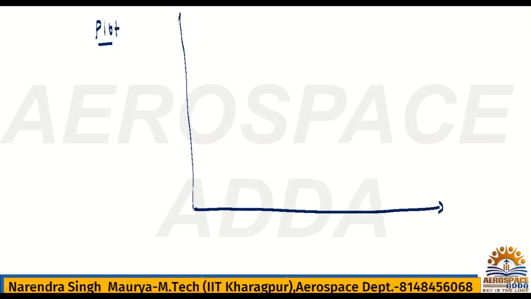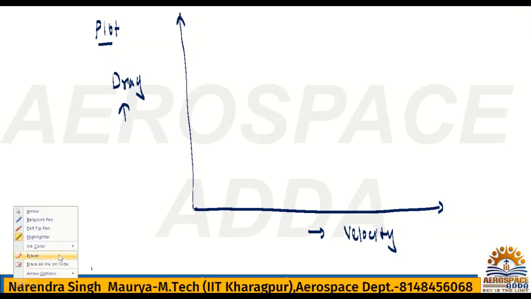Plot we have drag versus velocity. Drag versus velocity, right? Now, first we'll draw the parasite drag. Okay, first we'll draw the parasite drag.